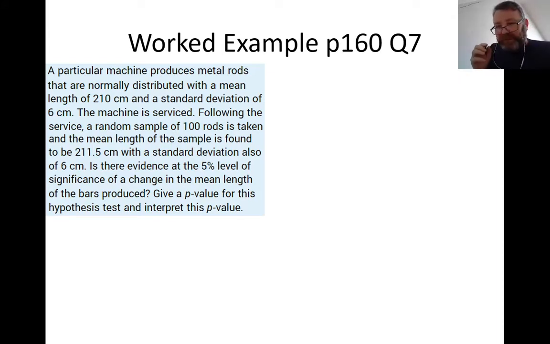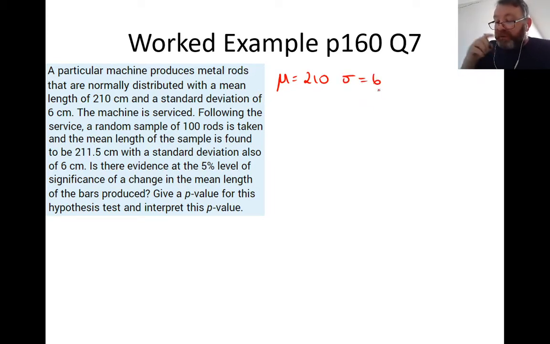Okay, let's go back to the beginning. What are we dealing with? A particular machine produces metal rods that are normally distributed. Now, what's normally distributed? The population of metal rods. We're talking about all the metal rods that it produces. So the very first set of figures are parameters. A mean length of 210, but that's a population mean, so that's mu of 210, and a standard deviation of 6.